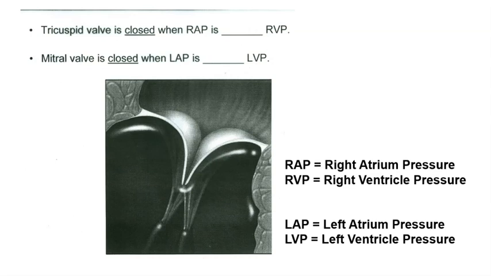The valves will close when the pressure in the ventricles is going to be greater than the pressure in the atria. And ventricular pressure will be greater than atrial pressure when the ventricles are contracting. So therefore, we're going to see that the tricuspid valve will be closed when the right atrium pressure is less than the right ventricle pressure. And the bicuspid or the mitral valve is going to be closed when the left atrium pressure is going to be less than the left ventricle pressure. And again, the pressure in the atria will be lower than the pressure in the ventricles when the ventricles are contracting.